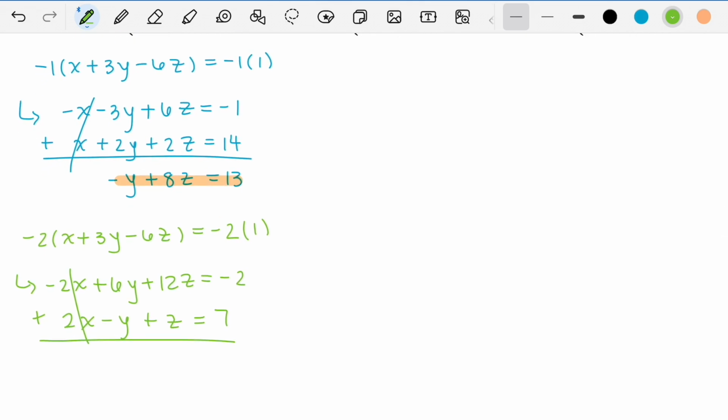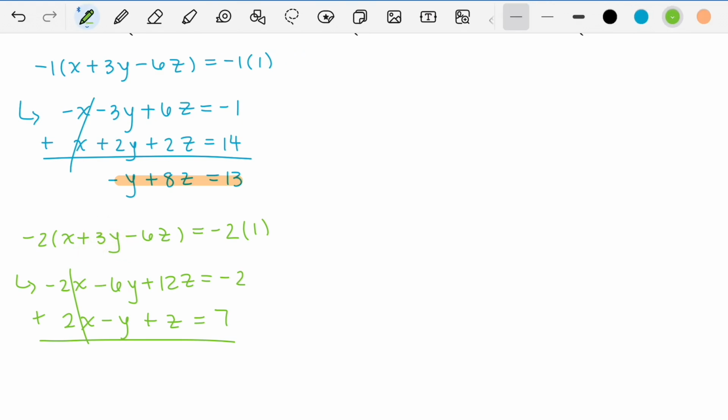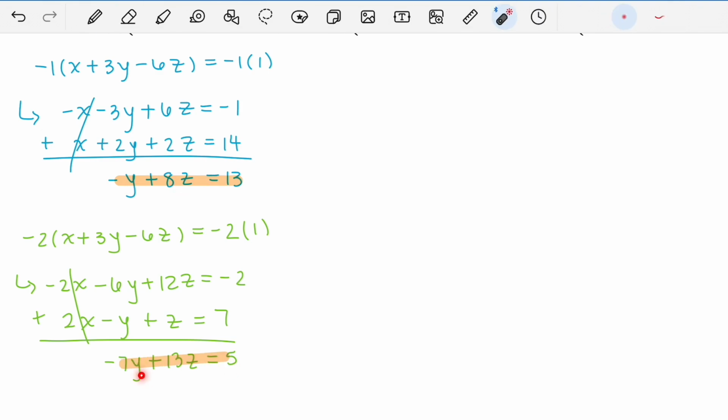We should end up with, sorry, just checking the signs here. Yes, okay. So when we multiply this here, we have minus 2 times this 3y, so this should be a minus 6y here. Okay, so we're going to end up with minus 7y plus 13z giving us 5. So now we have 2 equations with 2 unknown values.